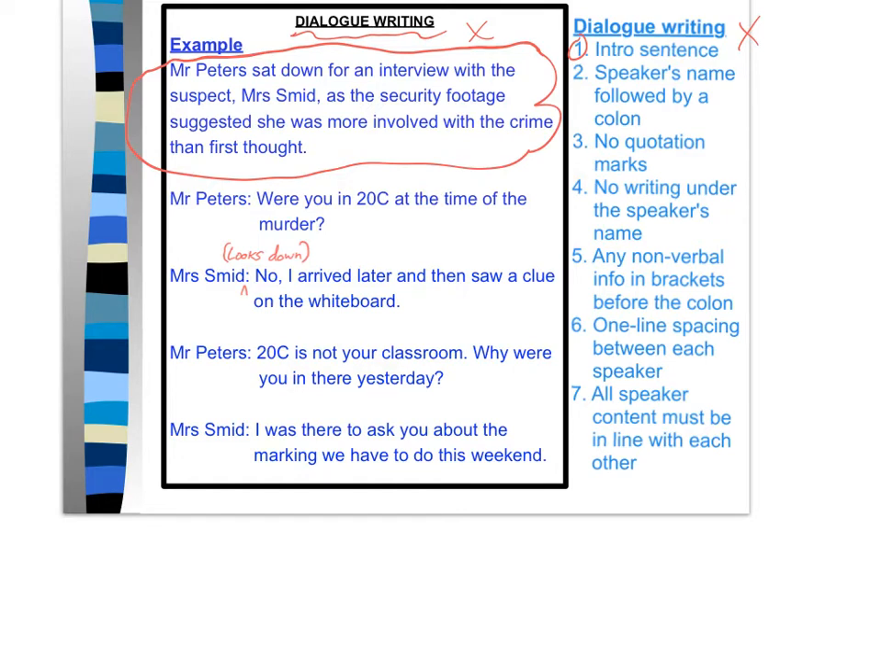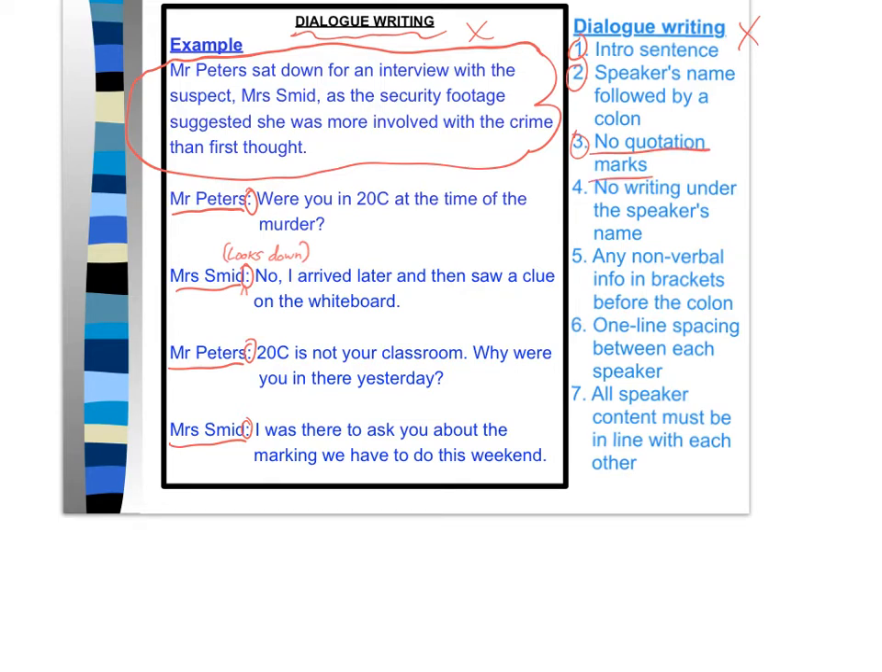Number 2, speaker's name followed by a colon. If you can see these examples, you've got my name, you have a colon, Mr. Smith, and for the others. Okay, it's very, very important that you have both. Number 3, okay, there are no quotation marks in a dialogue. The whole thing is an active conversation, so you must not include quotation marks at any point.